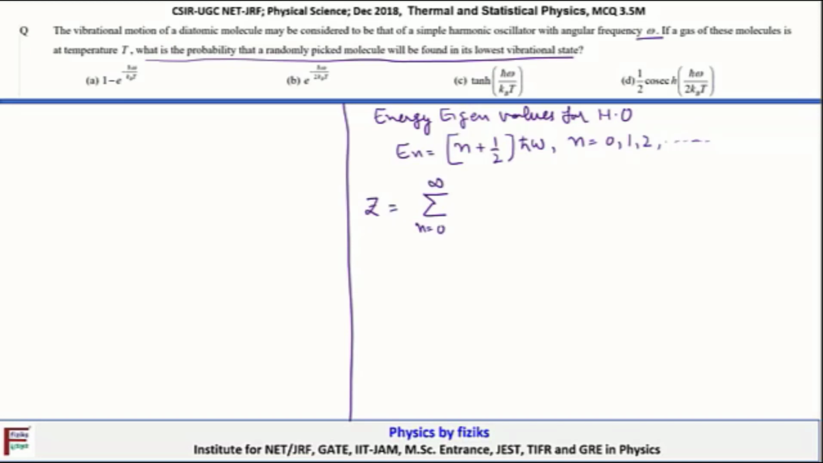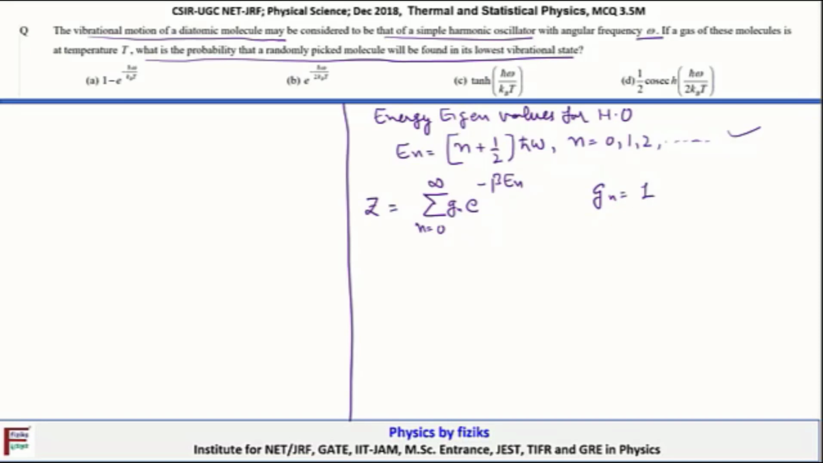Here I forgot to emphasize one of the points. Because the vibrational motion of the diatomic molecule is given, we are talking about the vibrational motion of a diatomic molecule, and it is modeled as a simple harmonic oscillator. That's why we are taking this energy spectra. The partition function for the given situation is the sum of exponential minus beta multiplied by the energy. In principle we can always talk about the degeneracy factor gn, but it turns out to be unity for all the energy levels for a single oscillator, so we need not worry about this term.